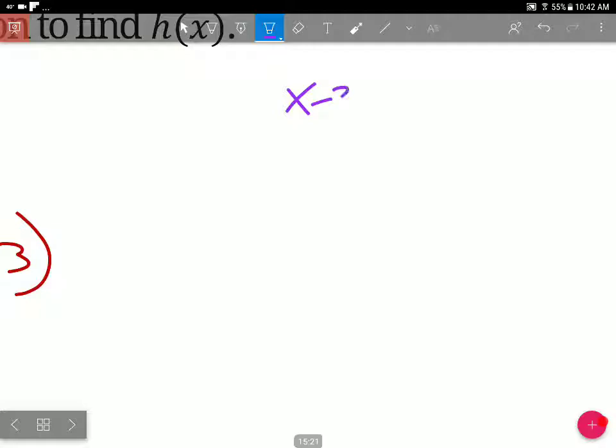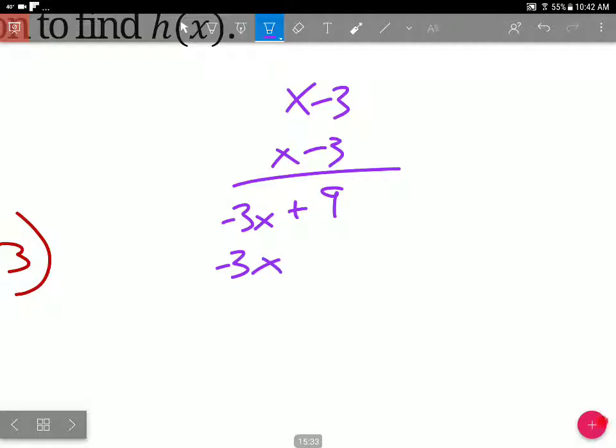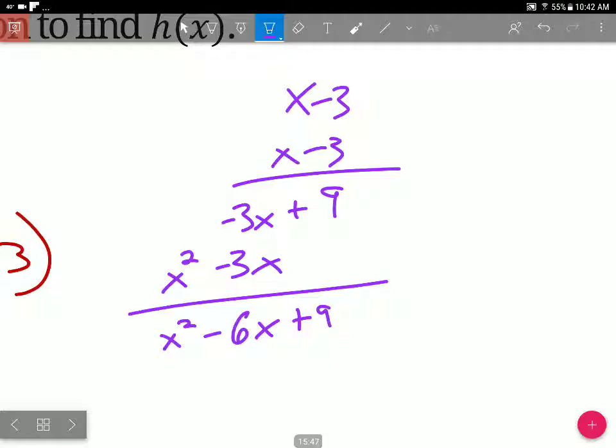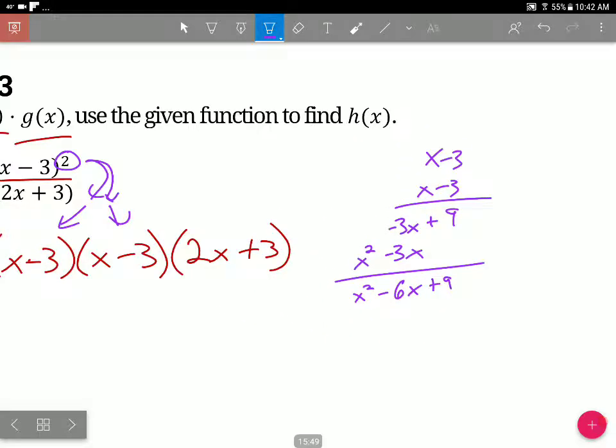X minus 3 times x minus 3. What's negative 3 times negative 3? 9. What's negative 3 times x? Okay, what's x times negative 3? And x times x is x squared. Add them up, you get x squared. Then what? Negative what? 6, good. Plus 9. All right, so that took care of the first two.